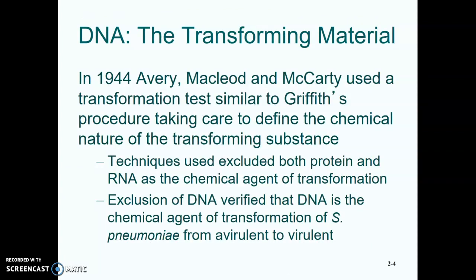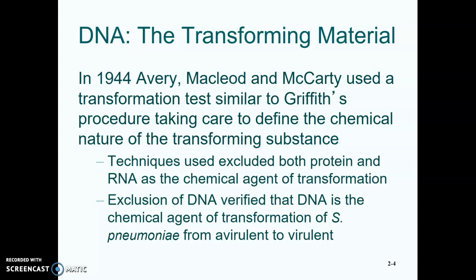So then in 1944, Avery, MacLeod and McCarty decided to figure out, well, what was that transforming material? What was being transferred from the smooth to the rough? But they took care this time, using the same test as Griffith, to exclude both protein and RNA as a chemical agent, and discovered that DNA was the chemical agent of transformation of the S pneumonia from avirulent to virulent. After their experiment, they concluded that DNA was a genetic material.